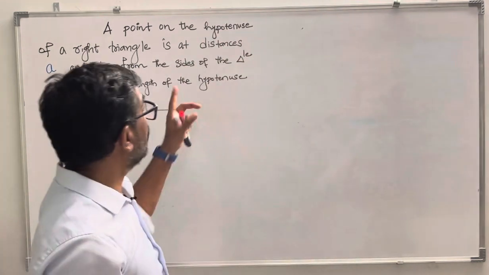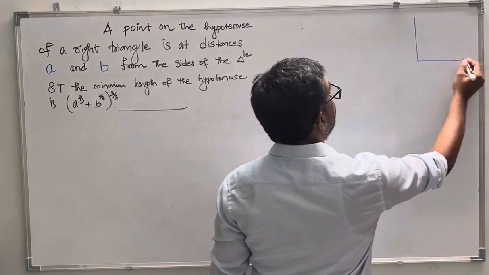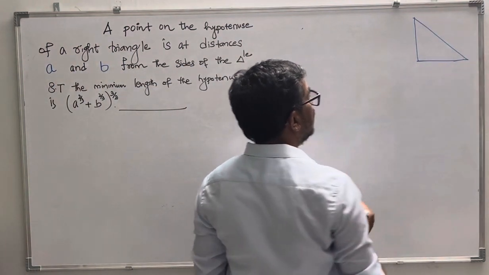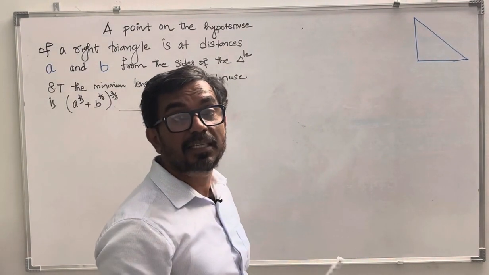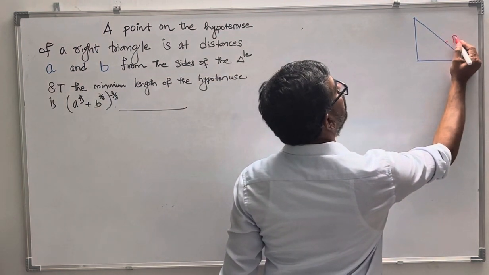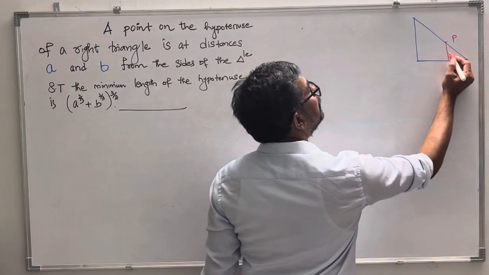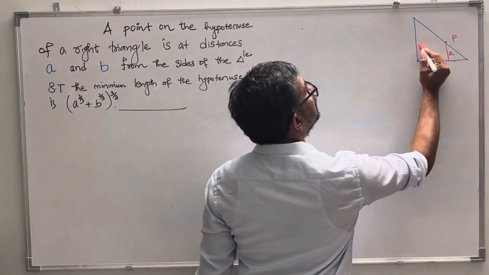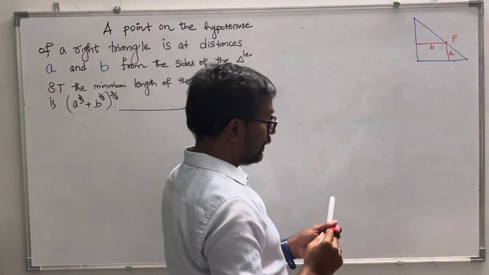They said about a right angle triangle. Let me draw a right angle triangle. They said a point on the hypotenuse is at distances A and B from the sides. Let me choose any point, this point P. The distances mean perpendicular distance. This let me take as A distance, and this distance let me take as B distance.